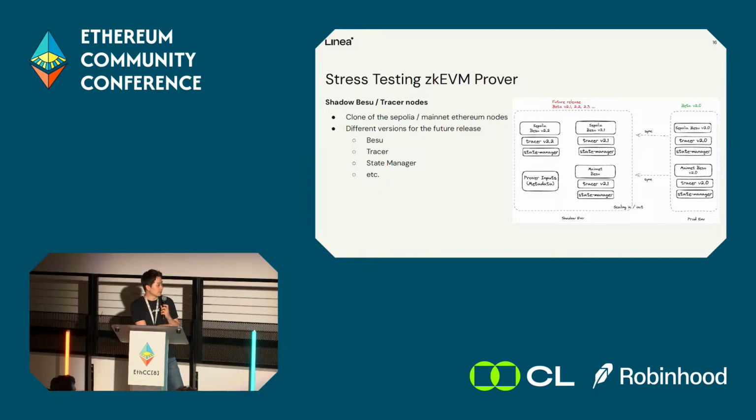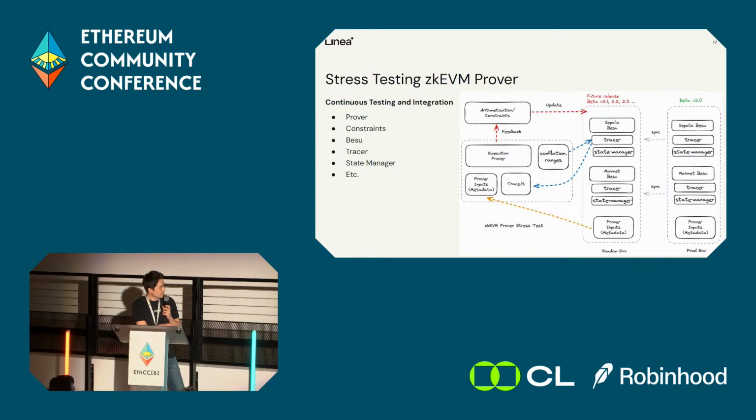But we deploy different versions of tracer, Besu, or a state manager, and so on. So whenever we need to move to the next release, we deploy different versions of this actual infrastructure, and we reuse it to test our prover and constraints and everything. So by using this shadow environment, we can actually run those testings. So in this testing, we run prover, the real prover, and we can test our constraints, and we can also test Besu tracer or some errors in state manager and so on.